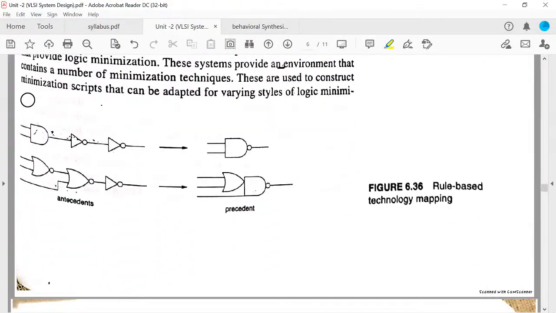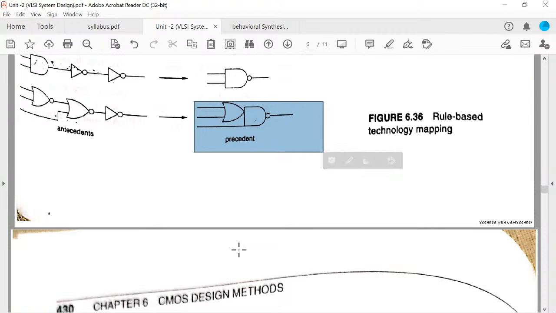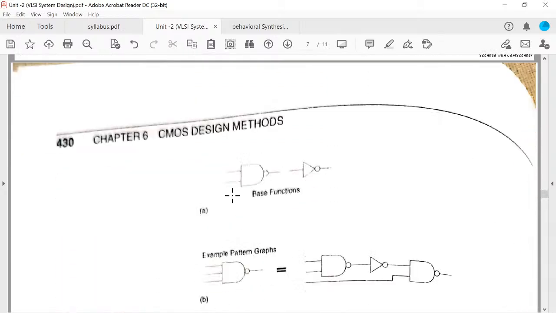Suppose there is one more example. Three logic gates are connected here. Instead of using three different gates, we can modify it into two logic gates. When we implement the same logic function by using the minimum number of gates, we definitely reduce the chip size, we reduce the area.